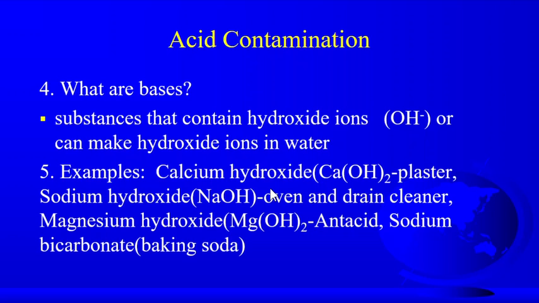Calcium hydroxide can be found in plaster. If you ever made a paper mache anything, you use calcium hydroxide. Sodium hydroxide is oven cleaner or toilet cleaner, drain cleaner. Magnesium hydroxide is antacid. It's what's in Tums or milk of magnesia. And sodium bicarbonate is what we call baking soda. It does not have a hydroxide, but it creates a hydroxide.